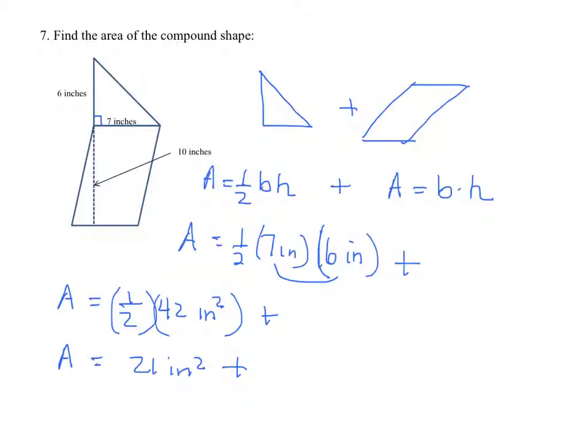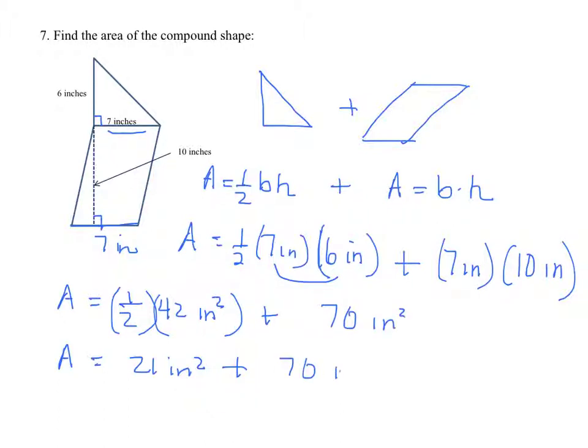Now let's work on ye olde parallelogram. The area of a parallelogram is base times the height. Well, the base, since the top up here is 7, this bottom has to be 7 inches. The height is 10. That's a no-brainer. It's the only other value in the problem. 7 inches times 10 inches is 70 inches squared, so I can bring that right down. So my answer to the area of this compound shape is 91 inches squared.